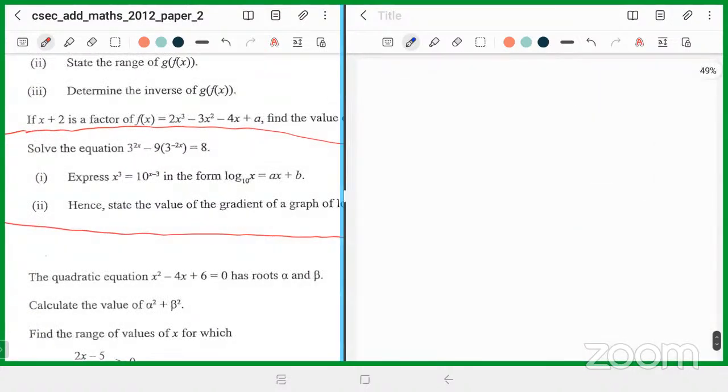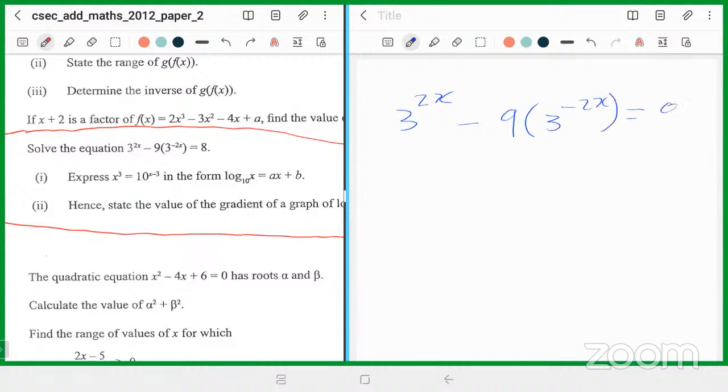So the first one is another quadratic equation. So I have to break this down. All right. So we have 3 to the 2x. Let's look at it. It's 3 to the 2x minus 9 times 3 to the minus 2x equals 8. Now this 3 to the minus 2x, we don't work with negative powers. But I write it as 1 over 3 to the 2x. It's a reciprocal. So it says 3 to the 2x minus 9 over 3 to the 2x equals 8.